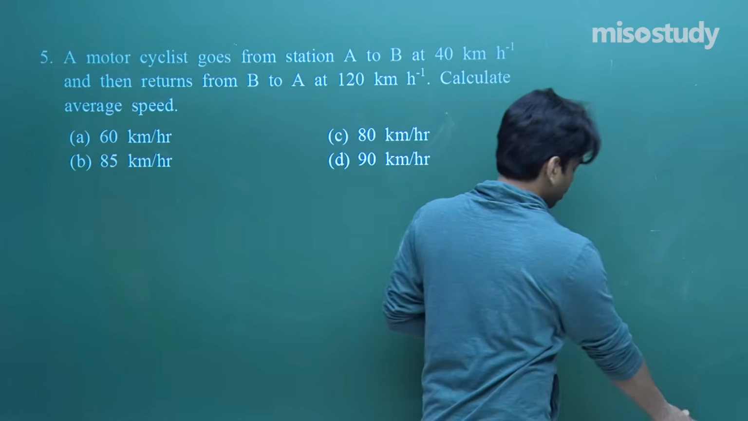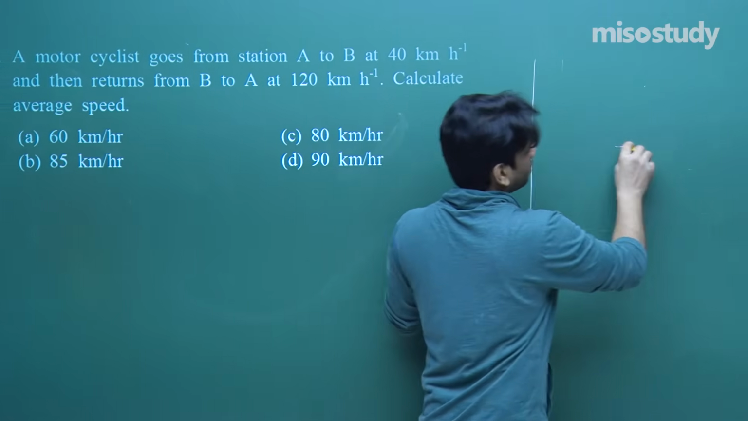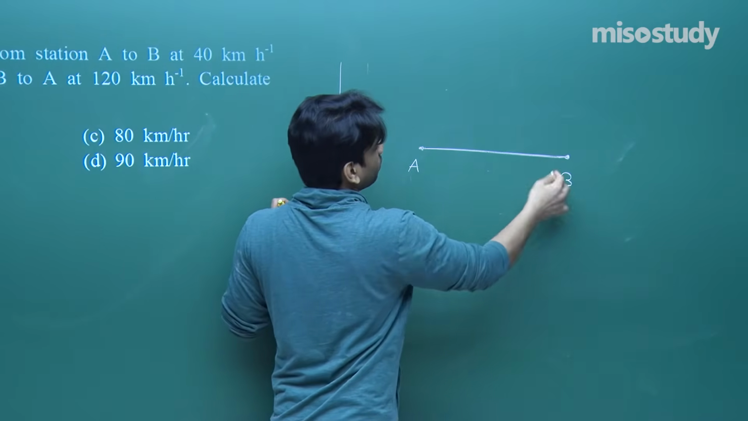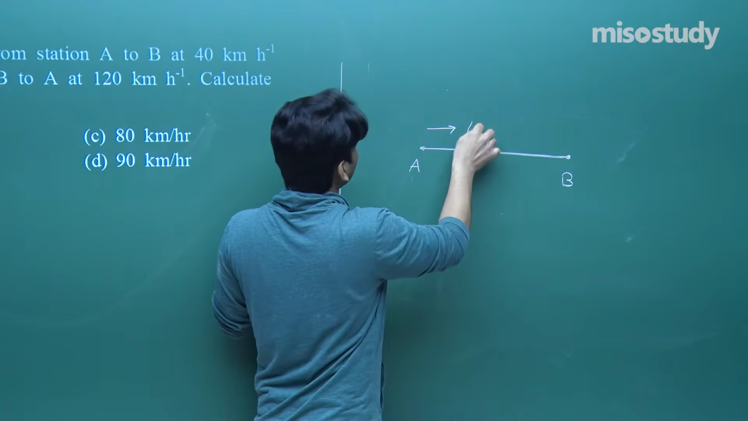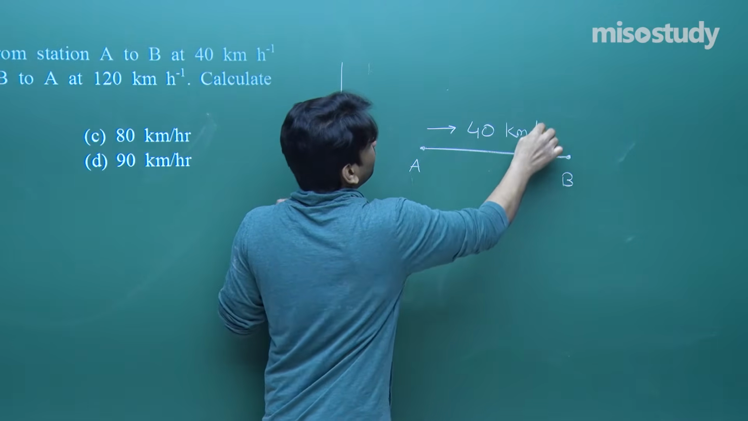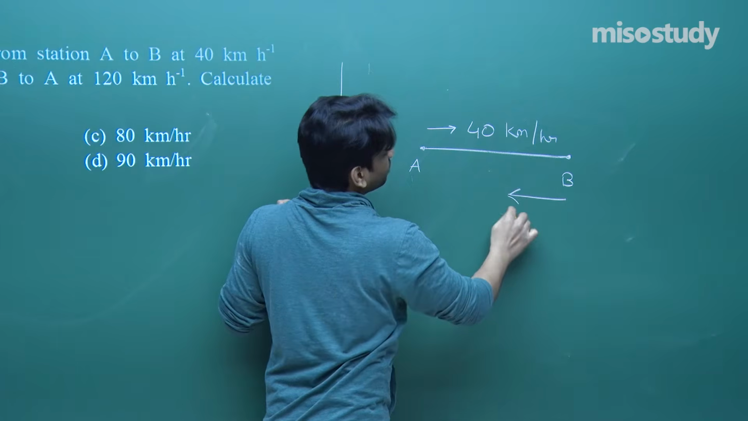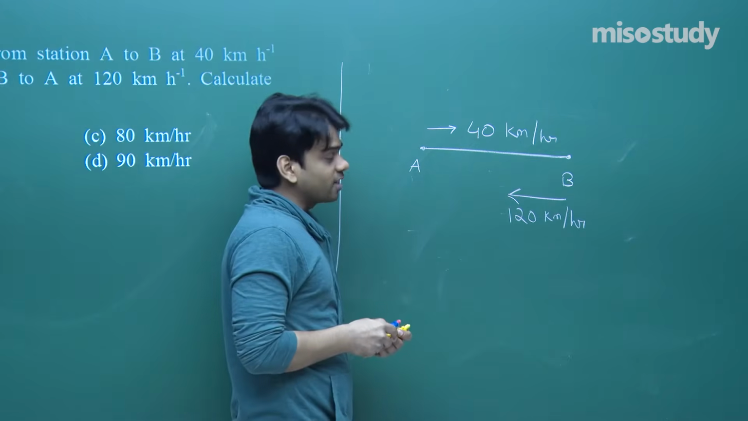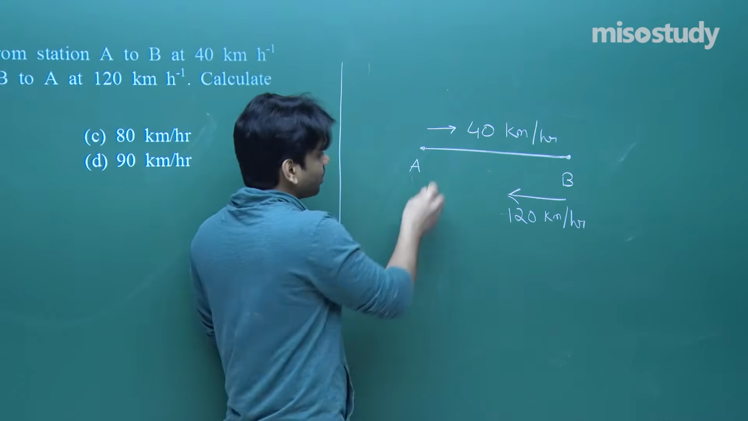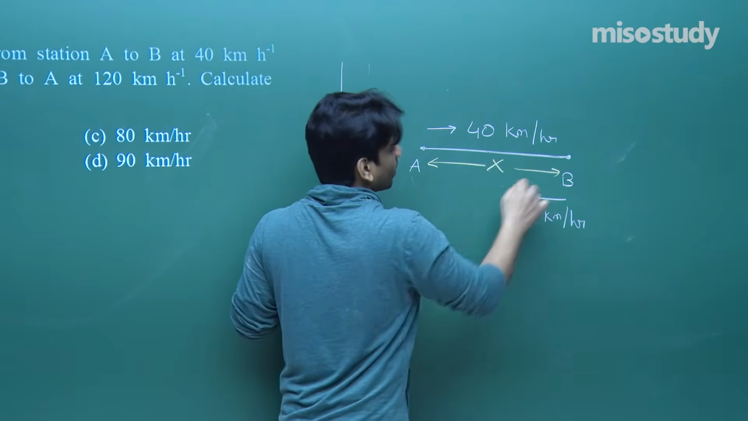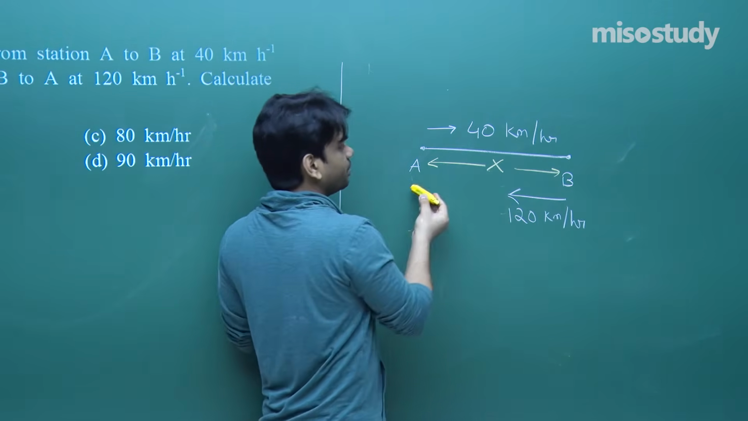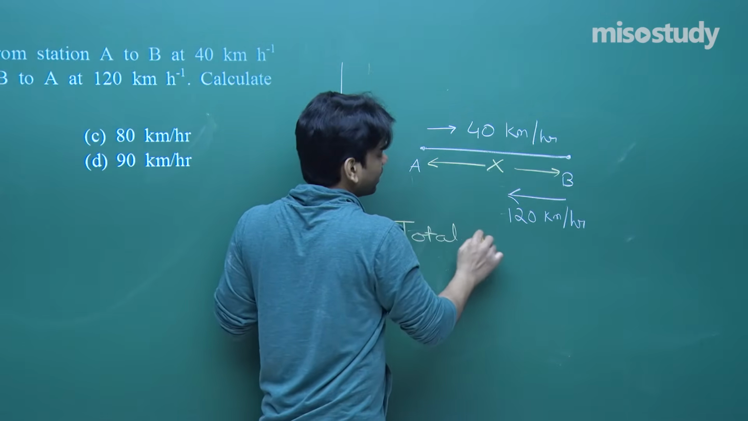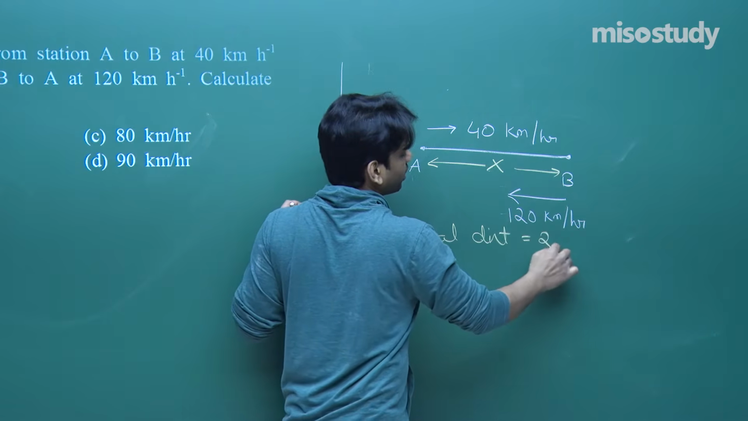Again, from A to B, two different speeds. Let's say this is his journey path, A to B. While moving from A to B, he travels with 40 km per hour. And while returning from B to A, he travels with a speed of 120 km per hour. Let's check what is his average speed. Let's say the separation between the two is x. So overall, while moving from A to B and B to A, the total distance traveled will be 2x.